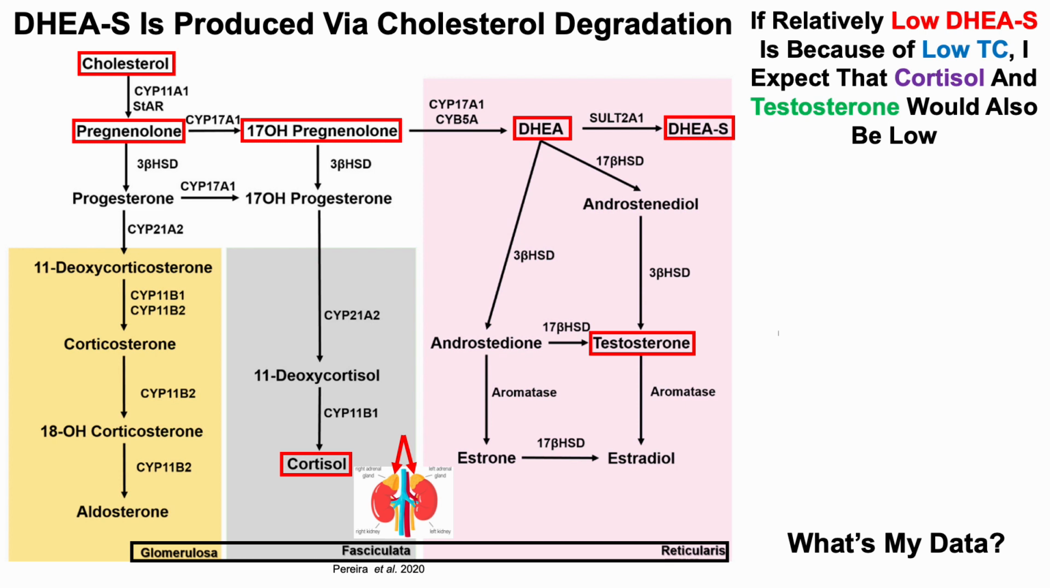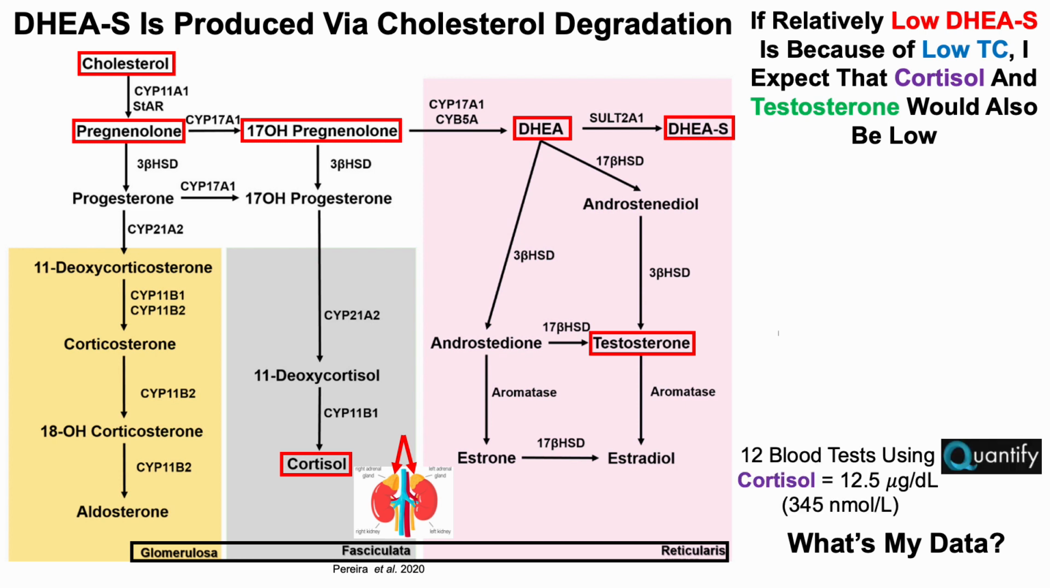So what's my data? First, starting off with cortisol to see if that's true. And this blood test from Quantify also includes cortisol and testosterone. They also have a female panel specific for some female hormones, so if you're interested in that, check it out. For 12 blood tests using Quantify, my cortisol level is 12.5 micrograms per deciliter.